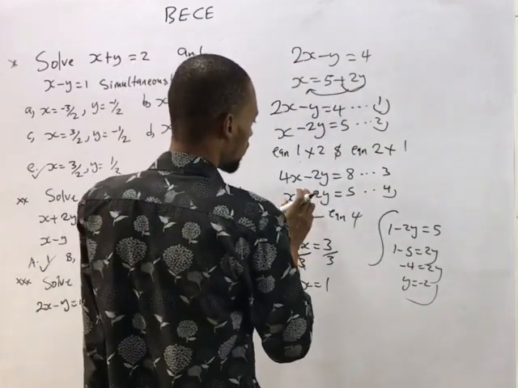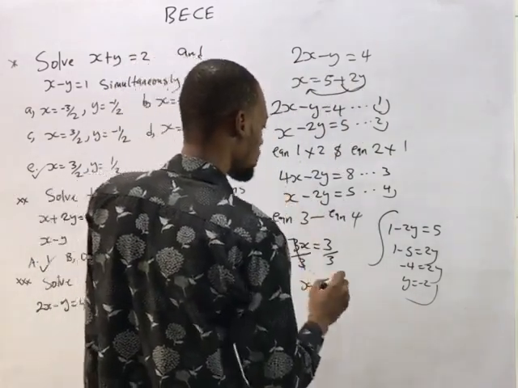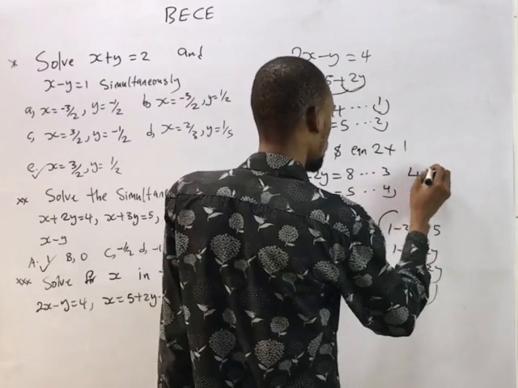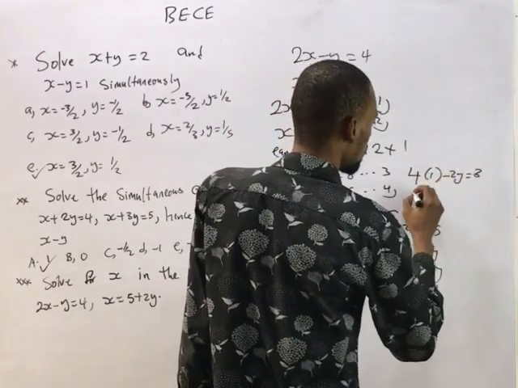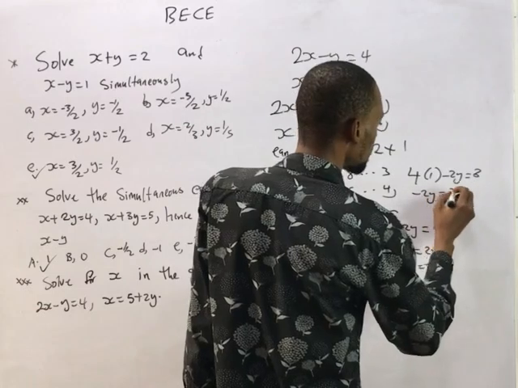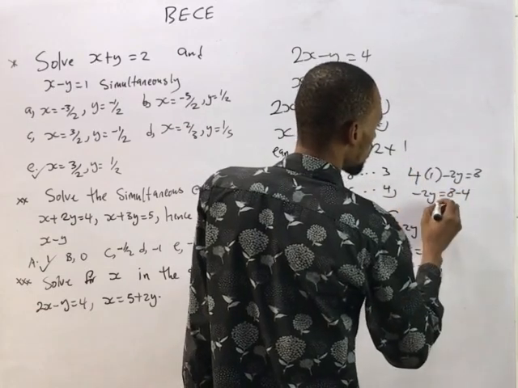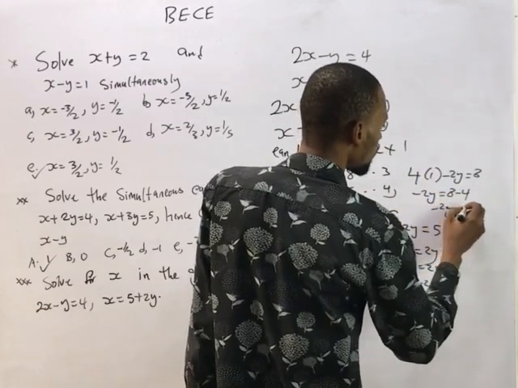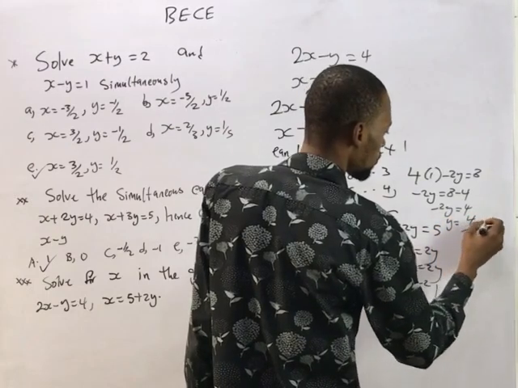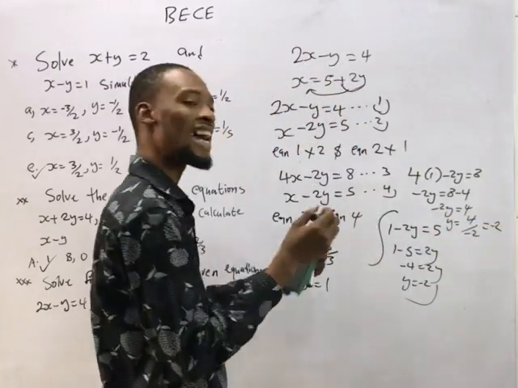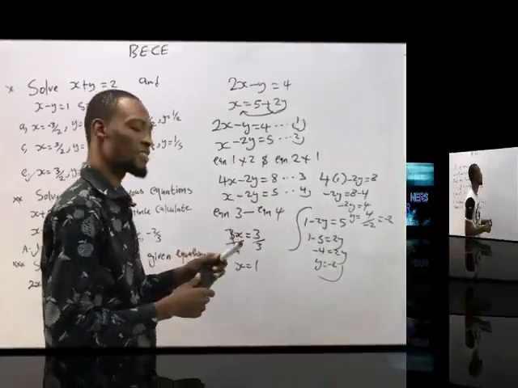If I am putting s equals 1 here, I'll simply have 1 minus 2y is equal to 8. So minus 2y is simply 8 minus 4. Minus 2y is simply 4. Y is simply 4 over minus 2, to give you minus 2. So that is it on simultaneous equation.